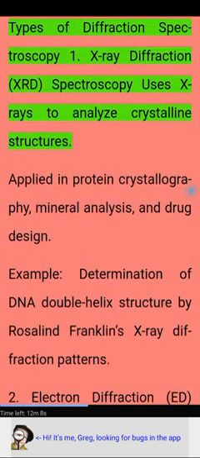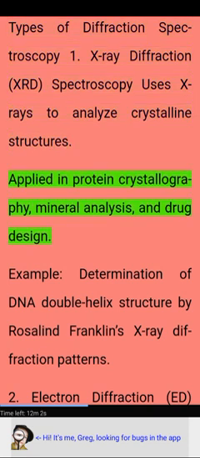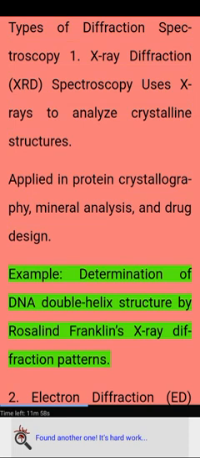Types of diffraction spectroscopy: 1. X-ray diffraction, XRD, spectroscopy uses X-rays to analyze crystalline structures. Applied in protein crystallography, mineral analysis, and drug design. Example: determination of DNA double helix structure by Rosalind Franklin's X-ray diffraction patterns.